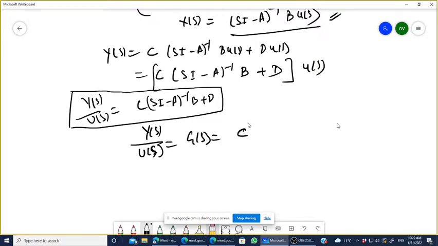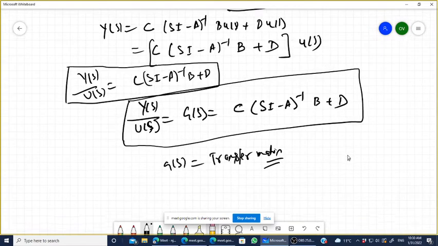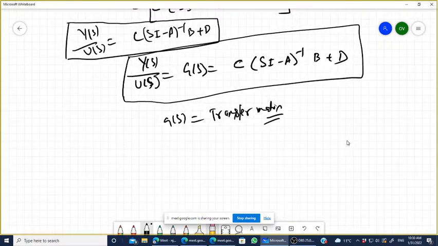This question may be asked in the GATE exam also. Based on this problem, so many questions have already been asked in previous years. So C (sI minus A) inverse B plus D is the transfer function from the state equation. This G(s) is known as the transfer matrix. I am taking one short example, then I will proceed further.